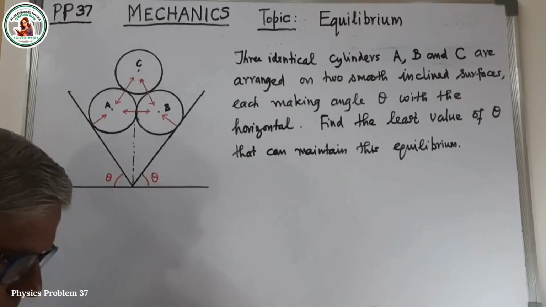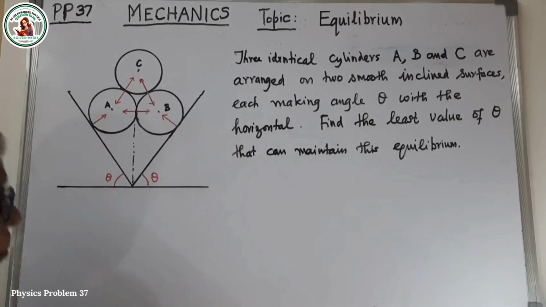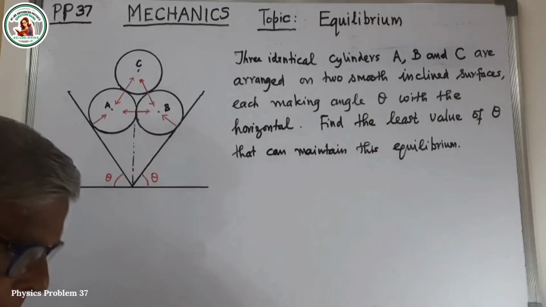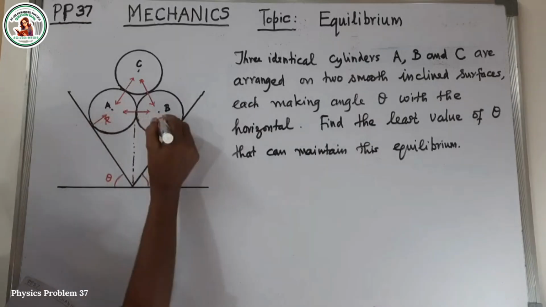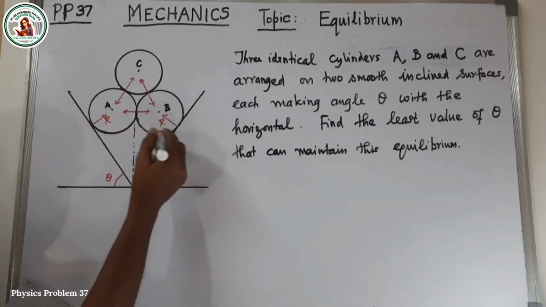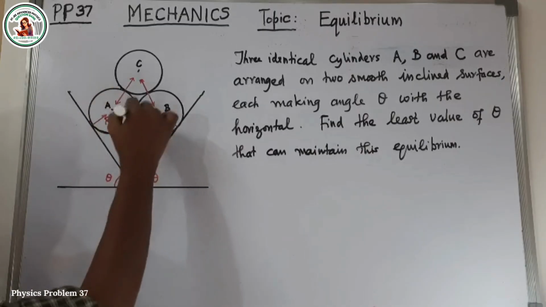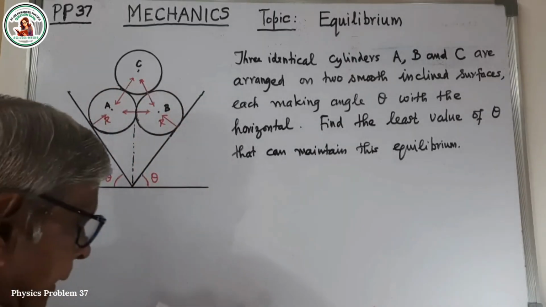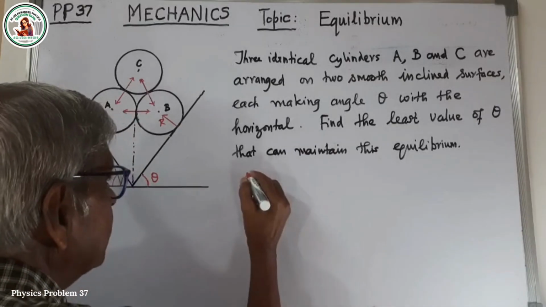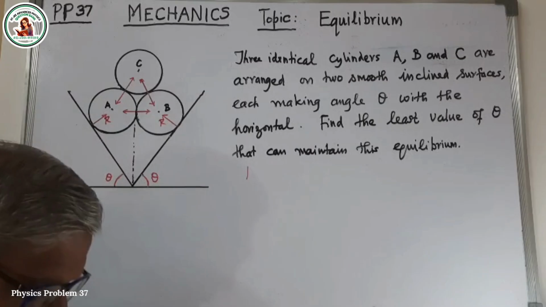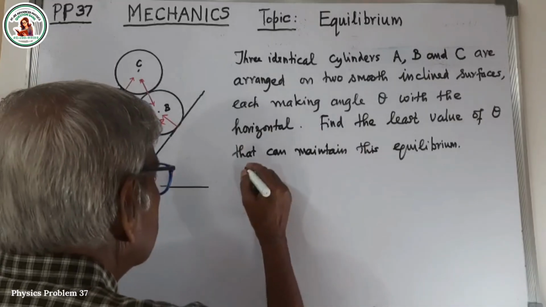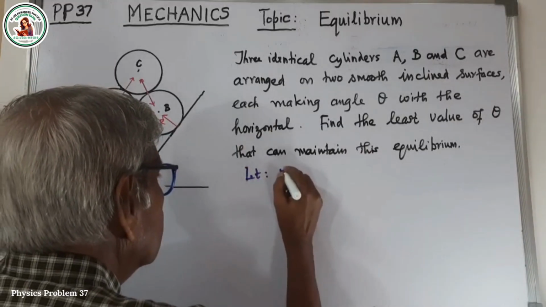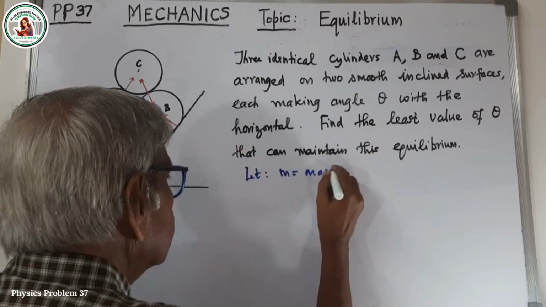In order to work this out, we marked certain forces in the diagram. For example, this normal reaction, we mark it as R, between the inclined surface and the two lower cylinders A and B. Let m equal the mass of each cylinder.